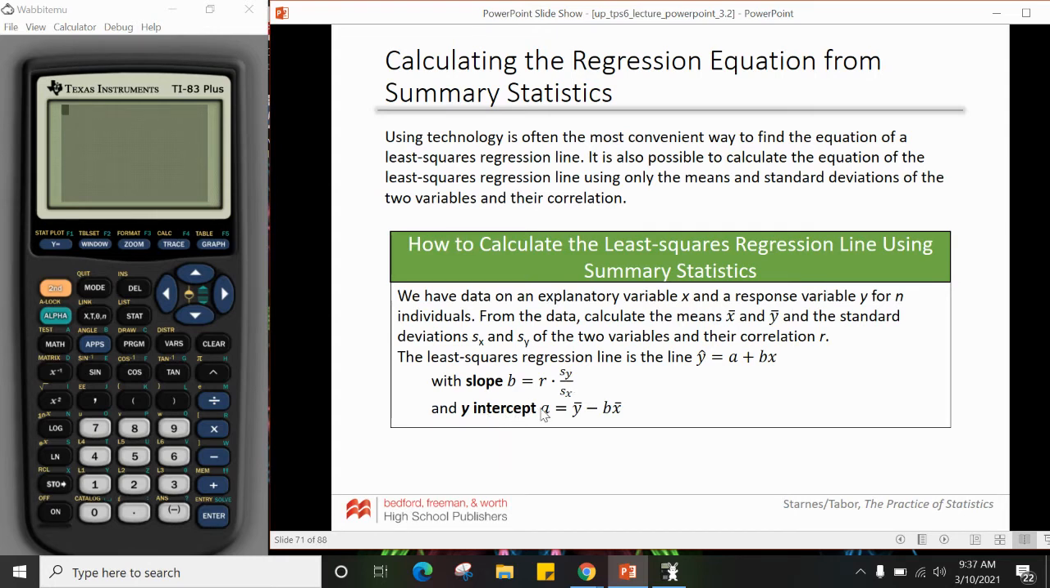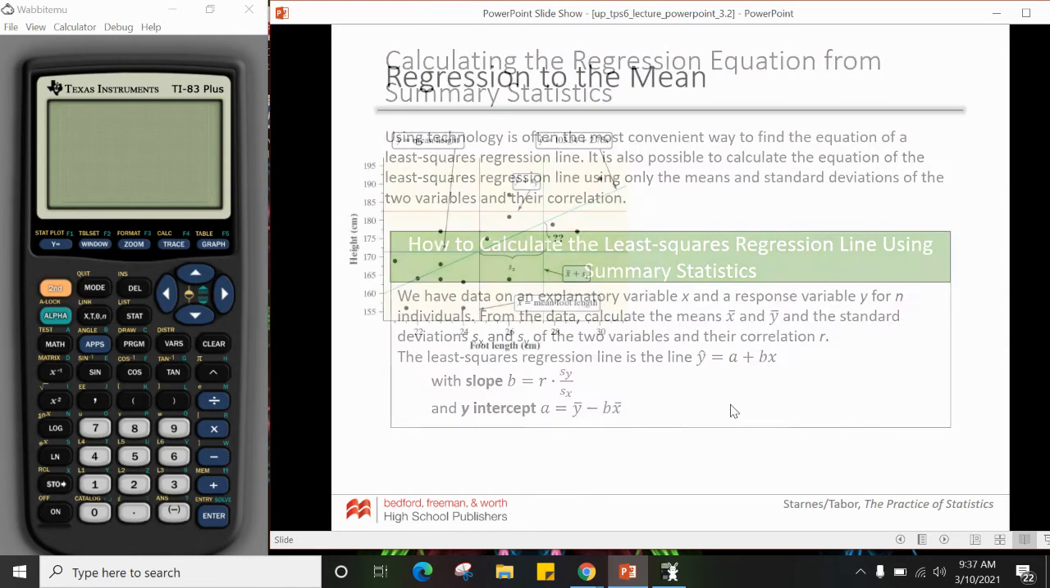And then y-intercept A equals y bar minus B times X bar. And remember, y bar and X bar are the means of those variables accordingly. That formula is on the formula sheet. It's just rewritten slightly different. It's rewritten as y bar equals A plus B times X bar. So this term is just added over, but it's the same idea. You can find your A and your B from the formula sheet.